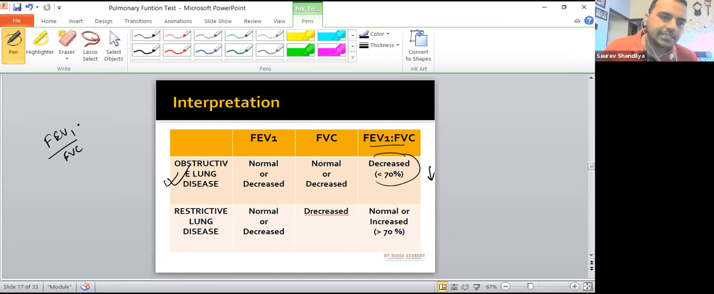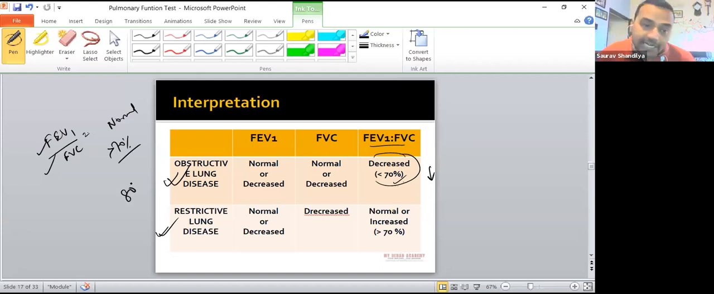FEV1, if it is reducing, overall area will be less. But GAM begins with the restrictive lung disorder, where FEV1 remains normal or decreased, but FVC is definitely decreased. I mean to say, they are not able to breathe out completely. So in that case, what happened? Either the numerator is decreasing, the denominator is also decreasing. So if both decrease, it remains almost like normal, or many a times it goes more than 70%.